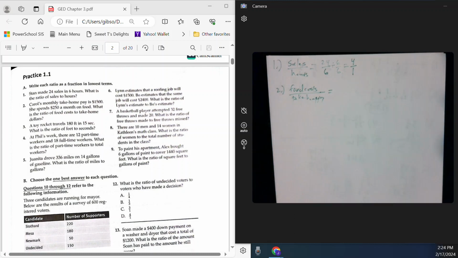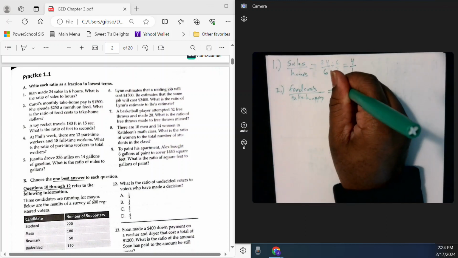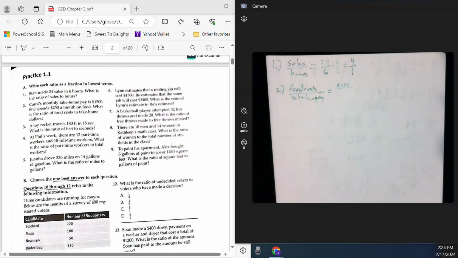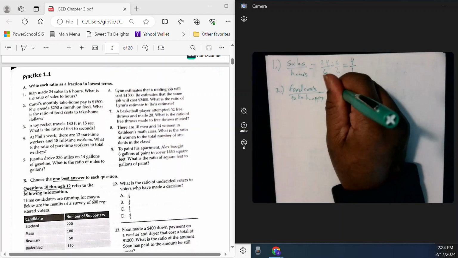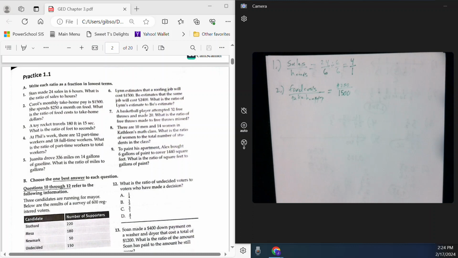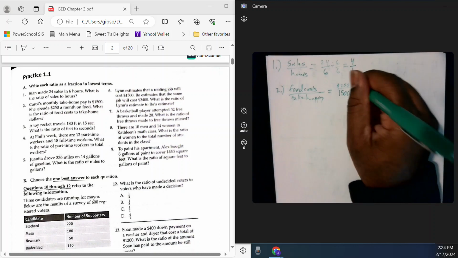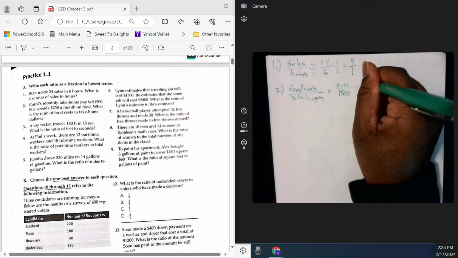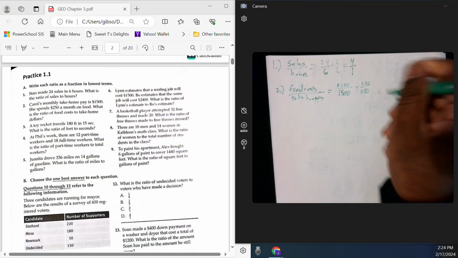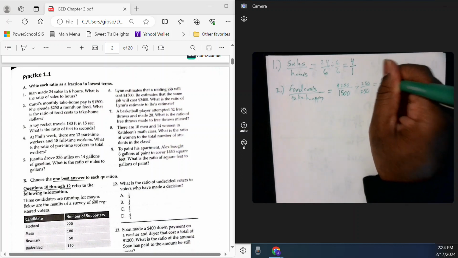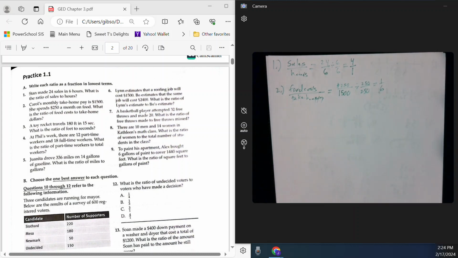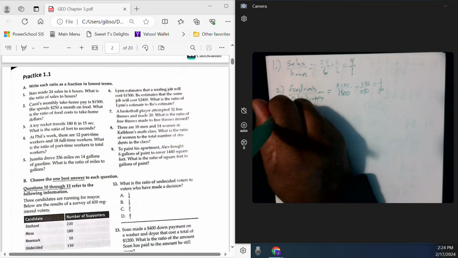So food costs is $250 a month, and take home pay is $1,500. Now we could divide both of these by 250, and this would give us 1/6. Okay, so number 3.